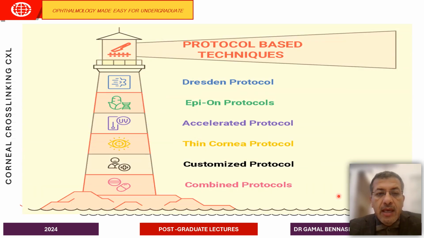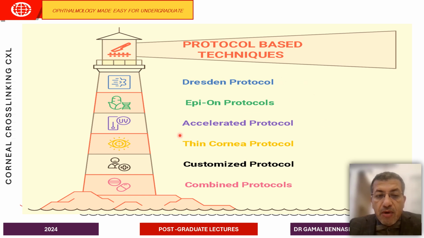The other classification is based on the protocols, which is, as I said, the Dresden protocol, the conventional protocol. It has special parameters as far as the energy, the intensity, the wavelength, and everything. The other is the accelerated protocols, which can be either epi-on or epi-off protocols. This is an innovation to speed up the process of the classical conventional protocols.